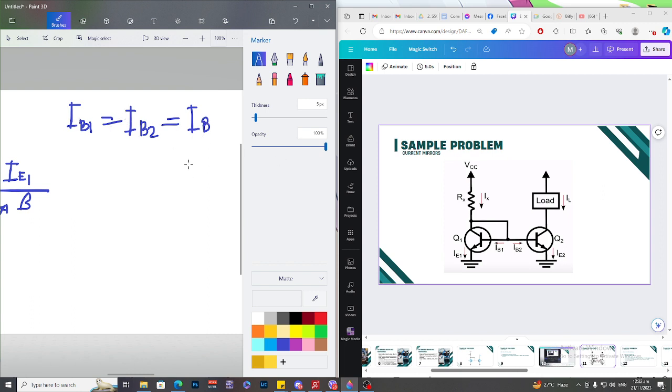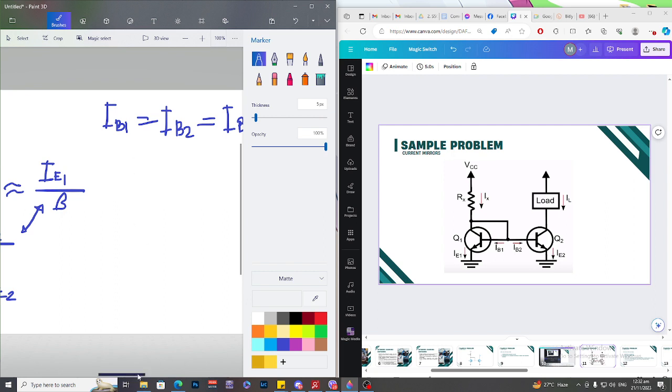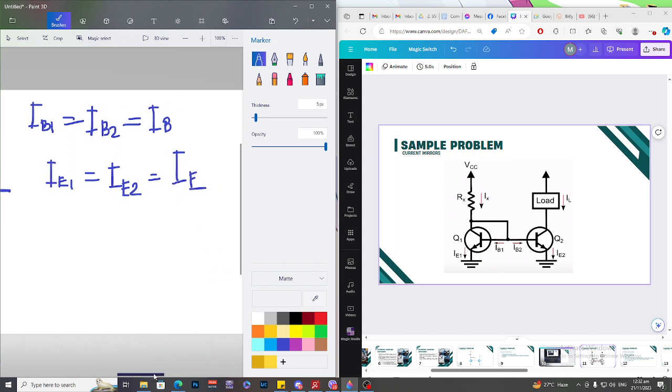Diba? So, the next value that we have is the IE, IE1 and IE2. Same lang dito. IE1 is equal to IE2, then they are both equal to the emitter current. So once we know the emitter current, the next thing we're going to do is get the value of this one, the Ix.